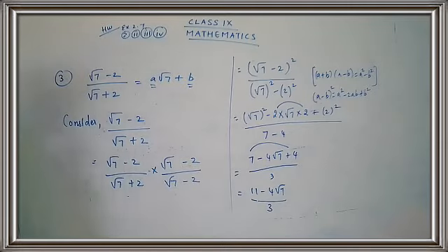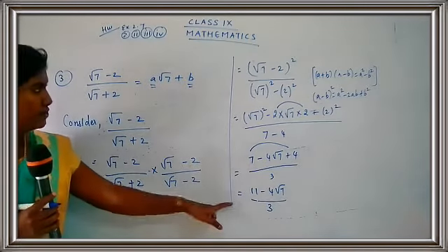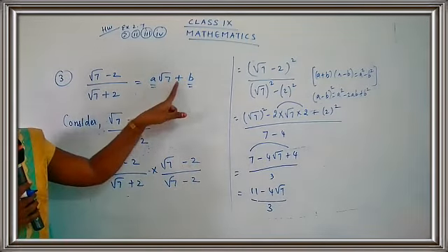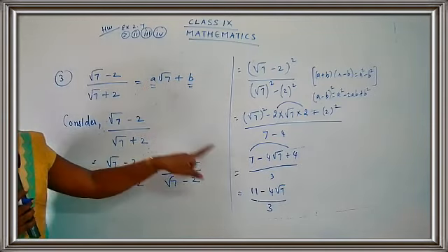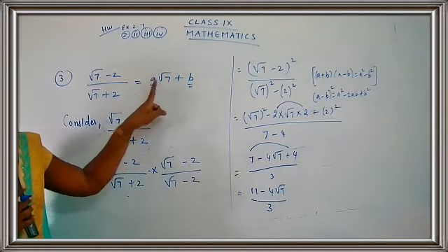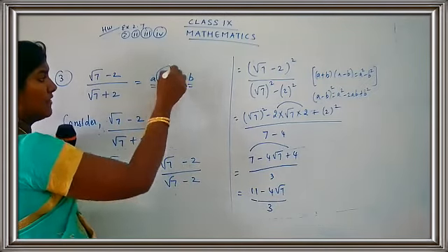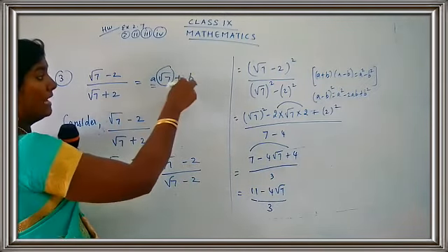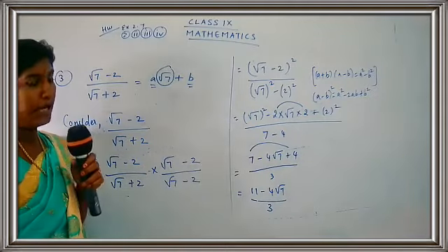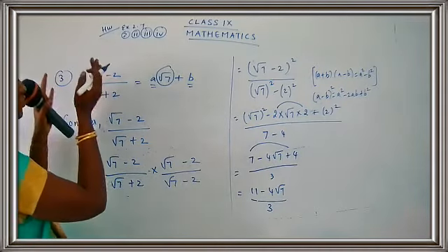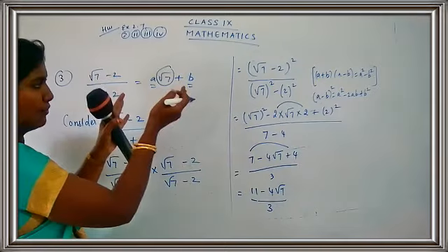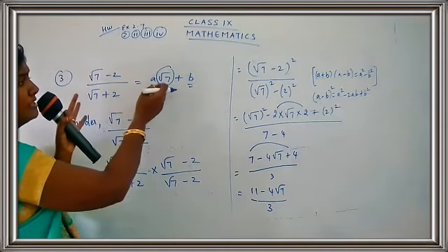Okay, now I just want this in terms of a root 7 plus b. Just see here, children. I want the answer in terms of a root 7 plus b. That means whatever is coming with root 7 is the value for a and the left out value is for b. Are you getting my point? What they're saying is that you have to solve this, and whatever answer you get, it should be in the form of a root 7 plus b.